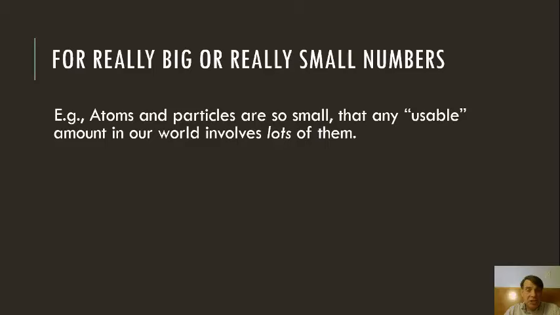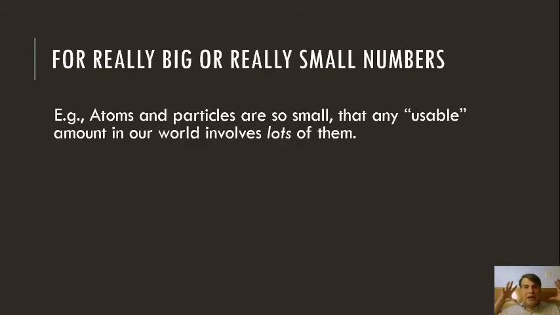For example, atoms and particles are so small that any usable amount of them will involve lots and lots of them. Now, we haven't really gotten into atoms yet, but we will later in the second chapter, as it were, second group of videos. Atoms are basically what everything is made up of. If you boil everything down to its basic components, everything is made up of atoms. I think I mentioned that in a previous video. Particles are things inside those atoms, so they're even smaller than atoms.